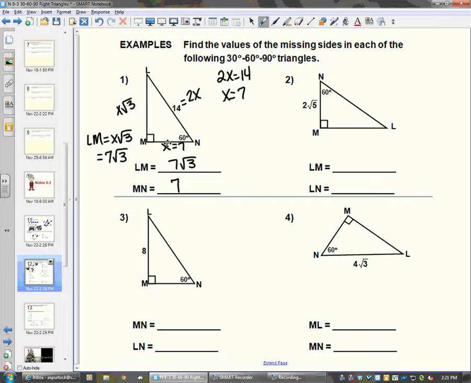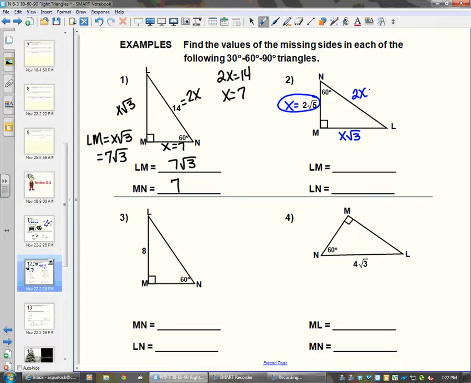All right, let's look at number 2. It's a little bit harder. Help me label first. Where should the x go? On the left side. Okay, what should go on the bottom? X square root of 3. What should go on our hypotenuse? 2x. And obviously we know what x is equal to. X is equal to 2 square root of 5.